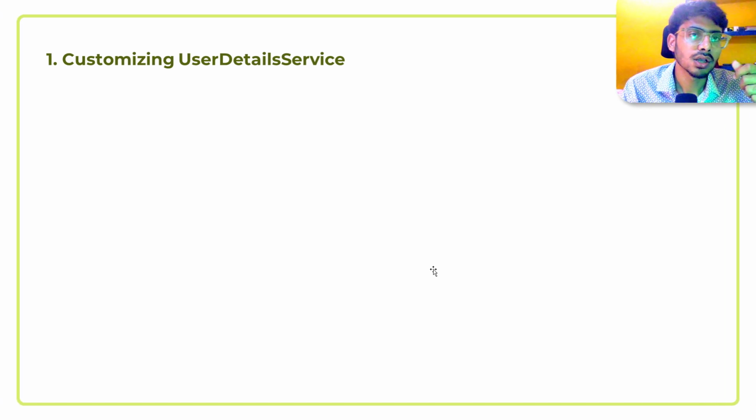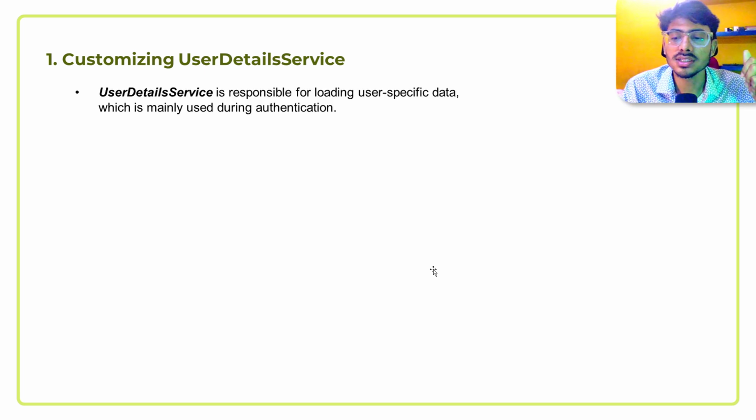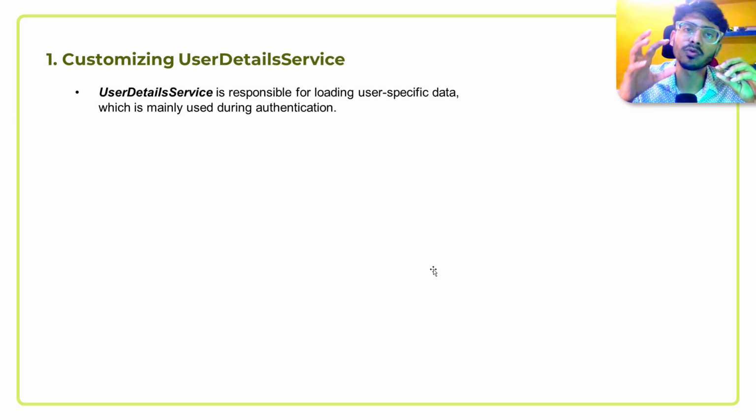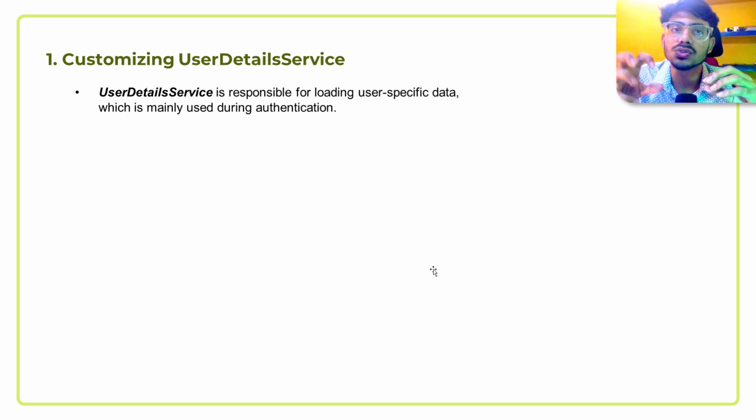That's it. So first of all, we will customize the UserDetailsService. As you know, UserDetailsService is the component which is responsible for loading the user-specific data, which is mainly used during authentication. If any request is coming and wants to be authenticated, then from where will Spring Security get those user details, like what is the username and what is the password? From this UserDetailsService.